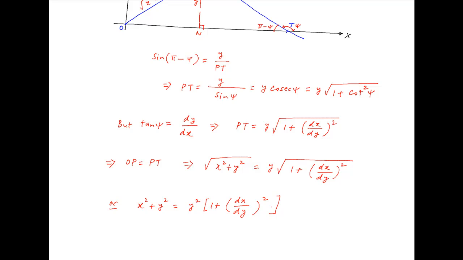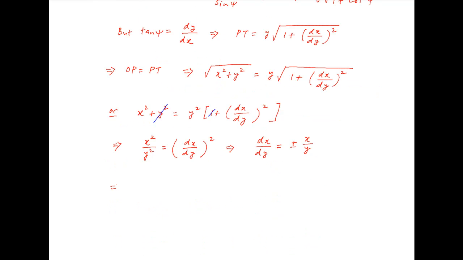Y square cancels across the left hand side and the right hand side, and therefore we get x square upon y square is equal to dx upon dy whole square, which implies that dx upon dy is equal to plus minus x upon y. Separating the variables, we get dx upon x is equal to plus minus dy upon y.